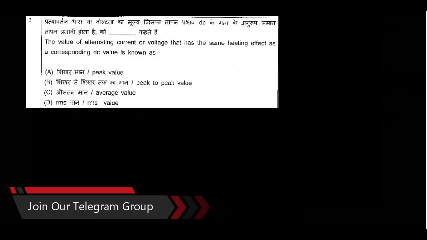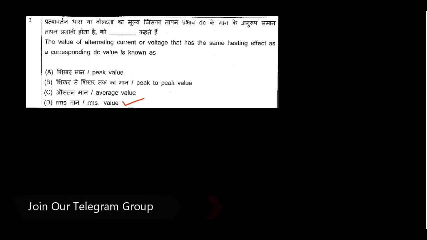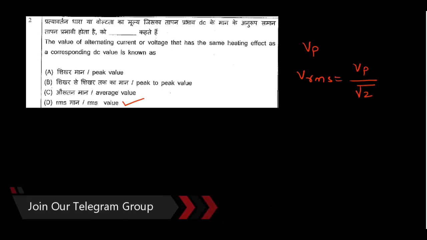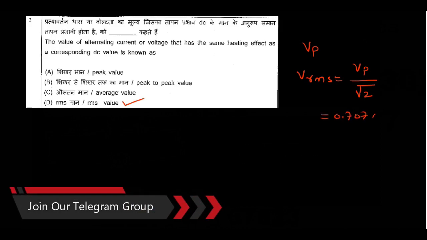Next question. The value of alternating current or voltage that has the same heating effect as a corresponding DC value is known as the RMS value, as all of us know. Once we know the V peak, V RMS equals V peak upon root 2, or 0.707 times the V peak.